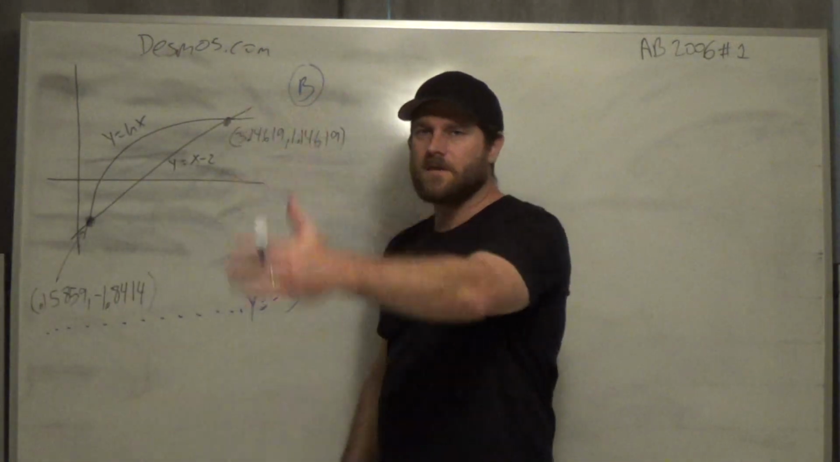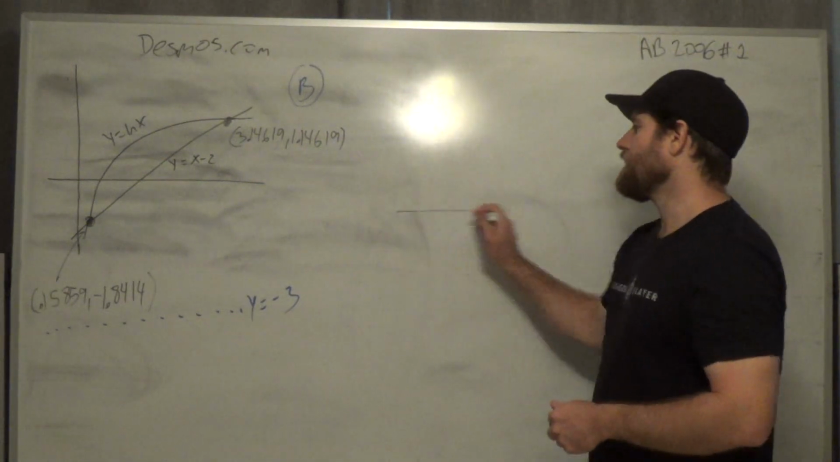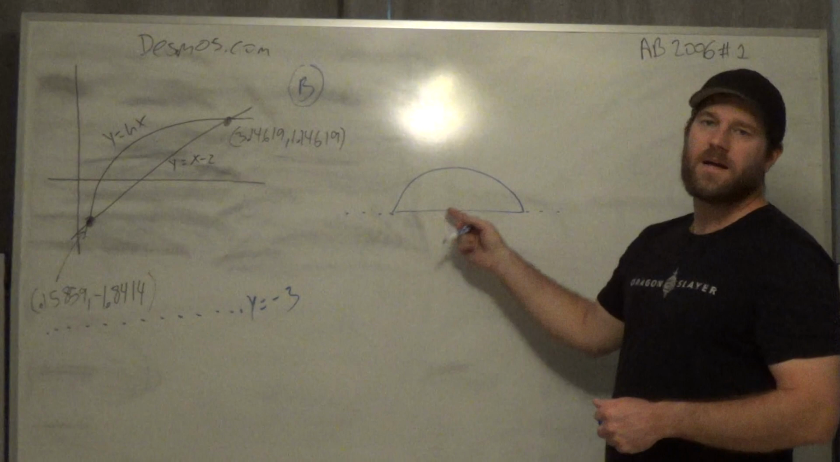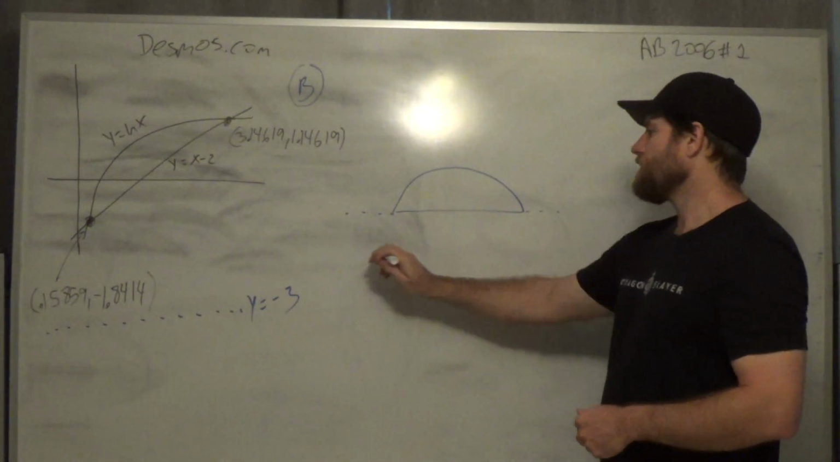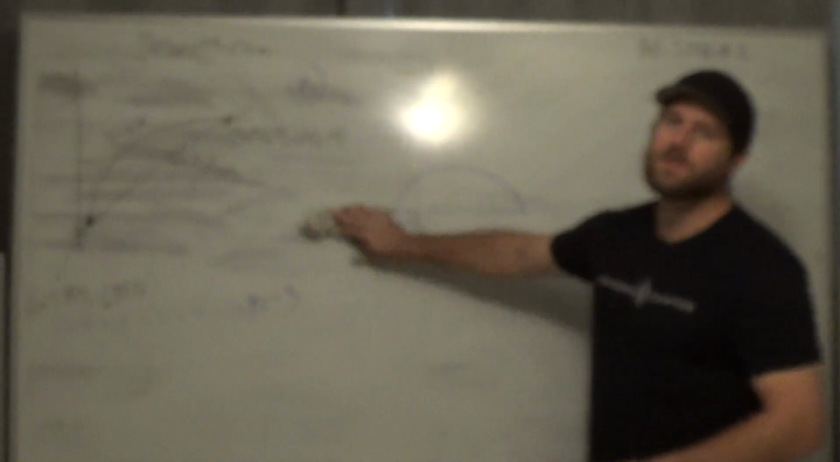Remember, rotating around can give you a disc or washer. It's only a disc if you're rotating around a flush line. Like if I'm rotating around one of the boundary lines, that would be a disc. But if you move it, now it would be a washer. So this is going to be a washer here.